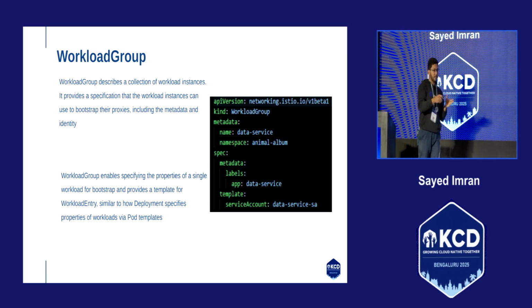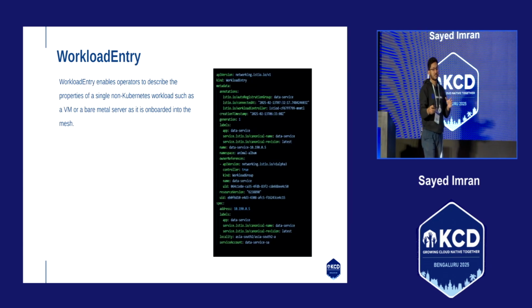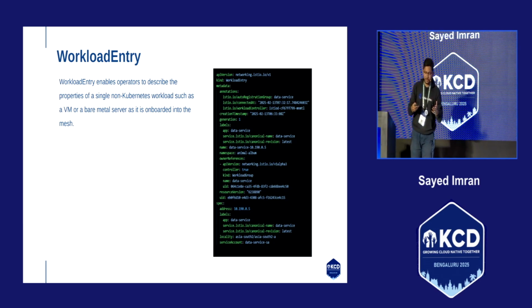The way a deployment summons pods, the same way a workload group summons workload entries. In the workload group, you define the template, and the result is a workload entry. So what exactly is a workload entry? The VM or the external workload that connects with your cluster comes in as a workload entry. And as I mentioned earlier, in the workload group you basically define how the external VM is going to connect to the cluster.